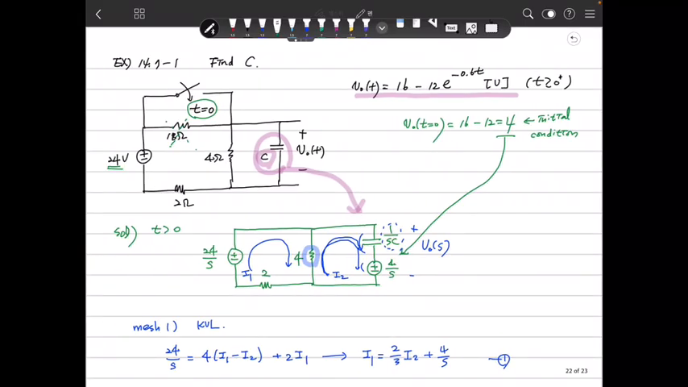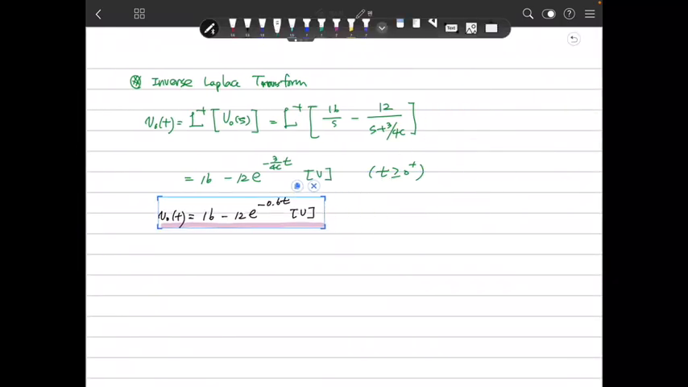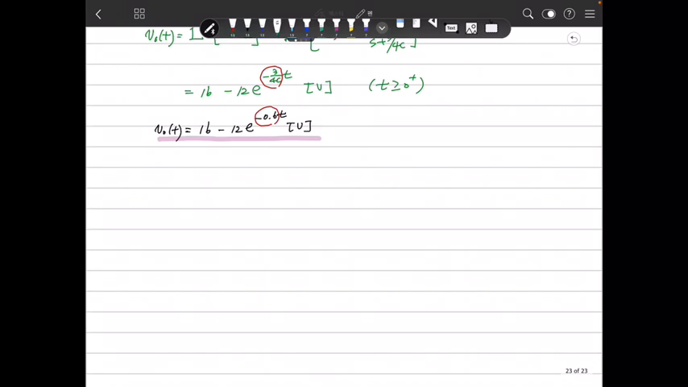Compare this to the given output values. Therefore, those values need to be the same. So 3 over 4C is 0.6. Therefore, C is 1.25 farad. So this is the way how to solve the circuit equations in a circuit using the Laplace transformation.